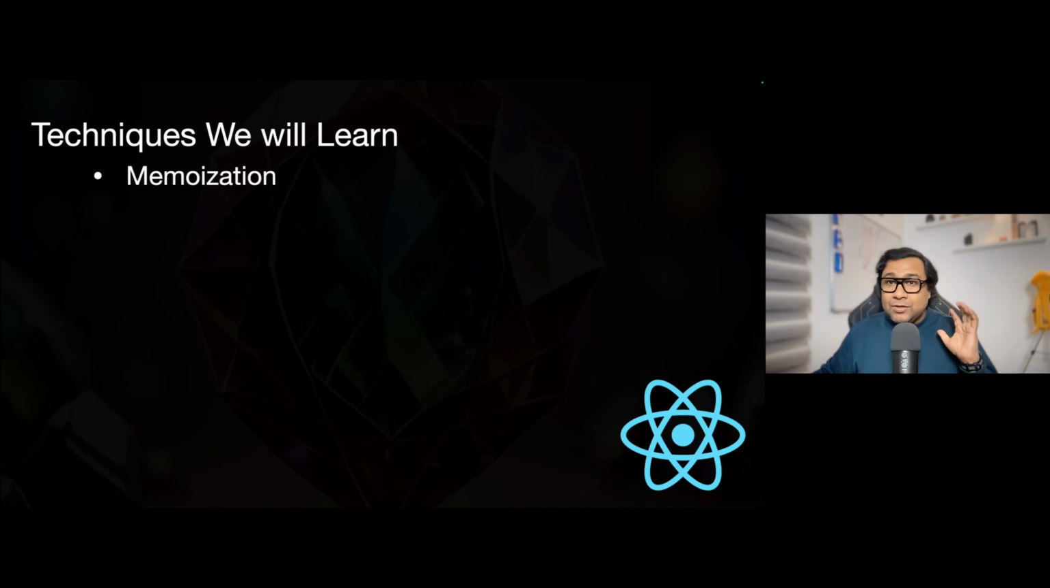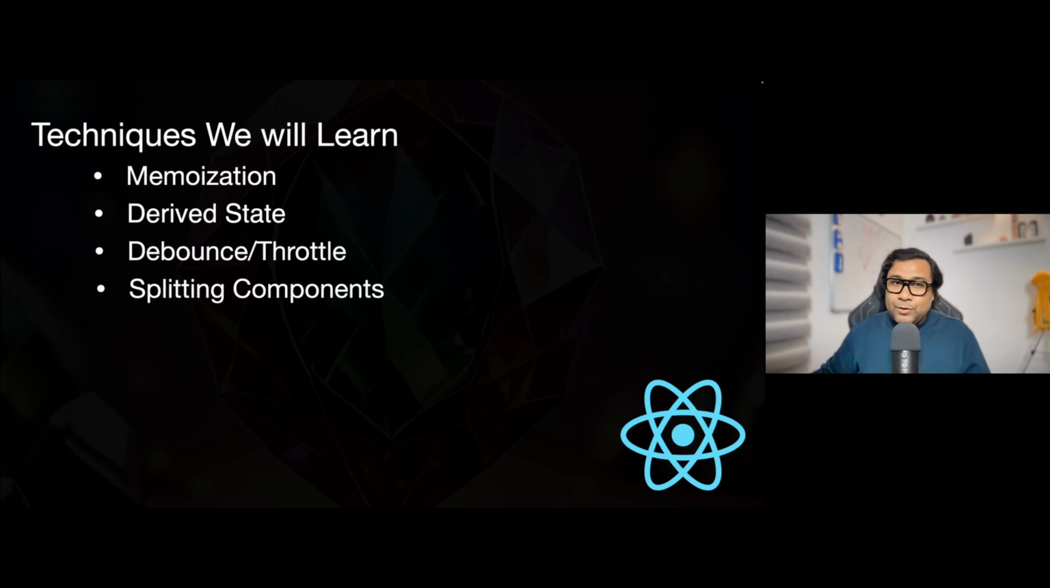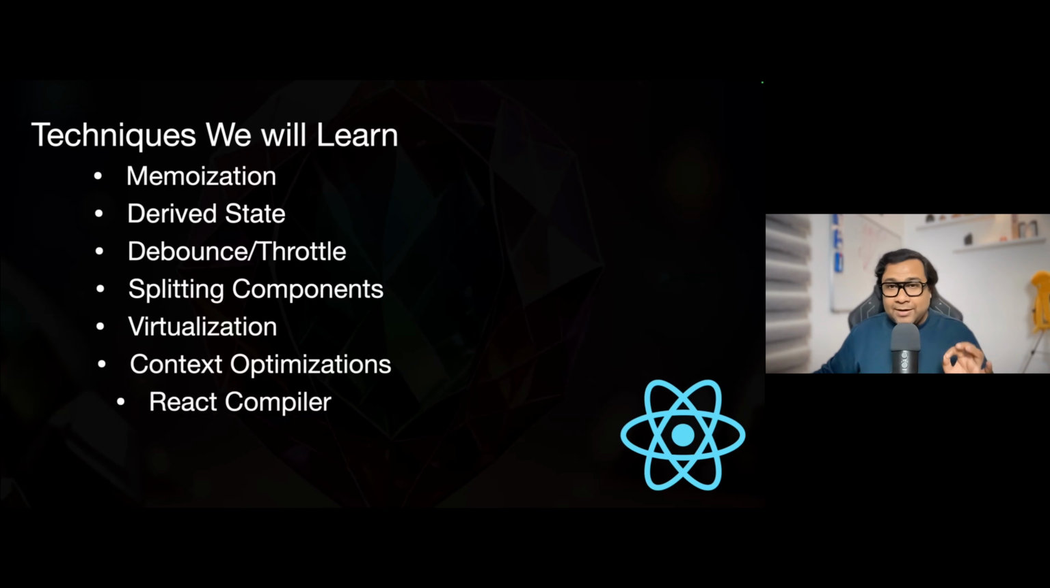After understanding a part of re-rendering in React, we are going to talk about the techniques that we're going to learn in this session: memoization, derived state, debounce, and throttling. We're also going to look into splitting components, virtualization, context optimization, and the React compiler. These are all different techniques through which you can control performance degradation of your application. Each of these pointers will bring design patterns that you can adhere to, to make sure the performance of your application is taken care of.